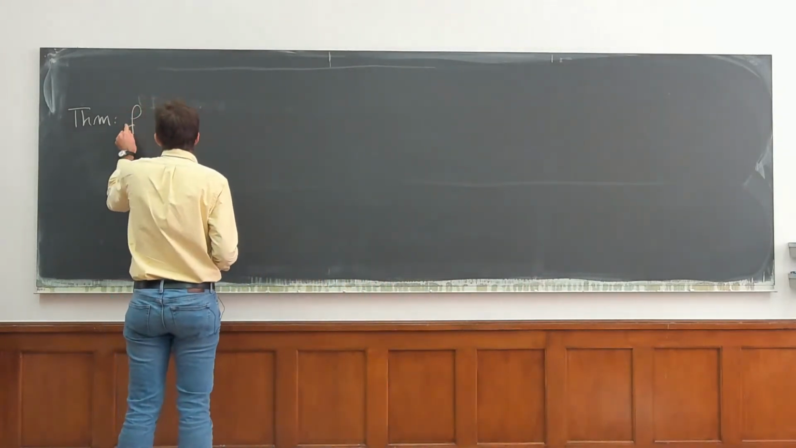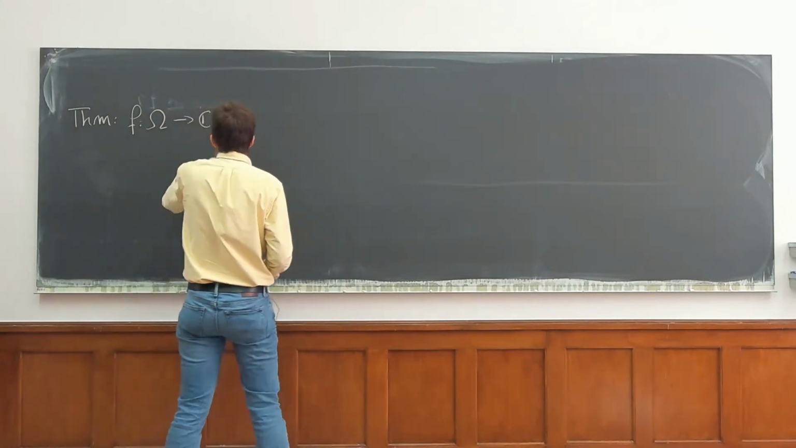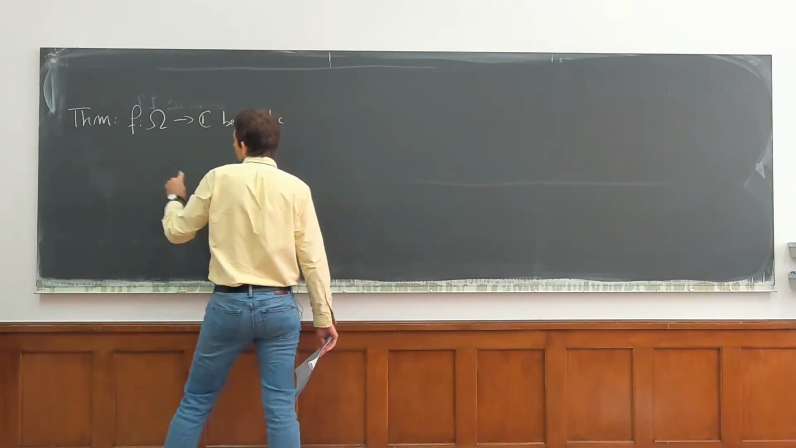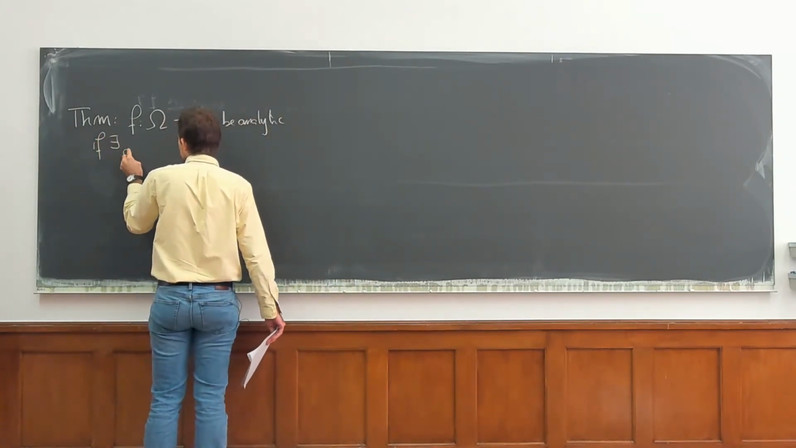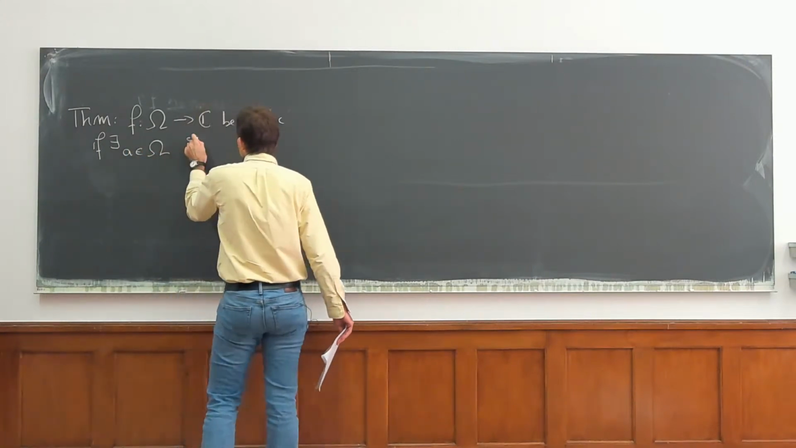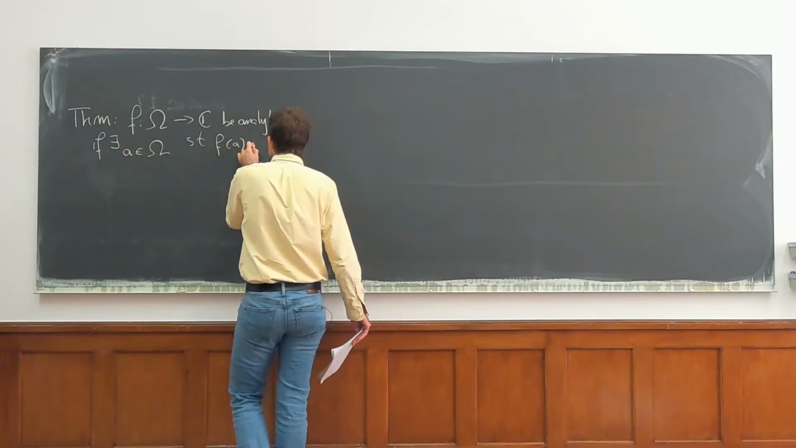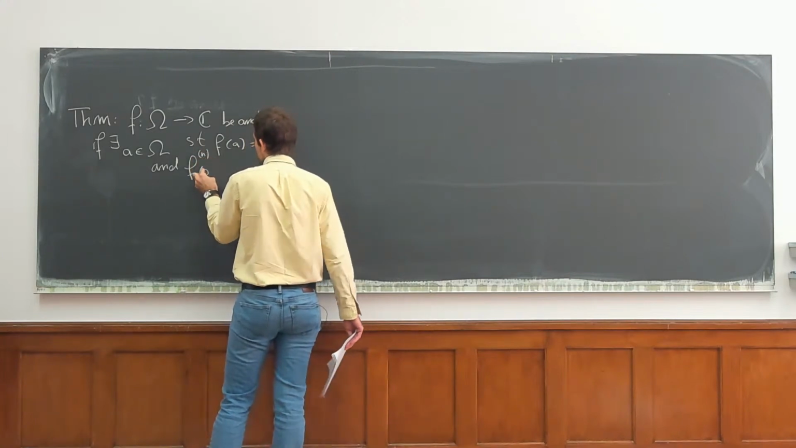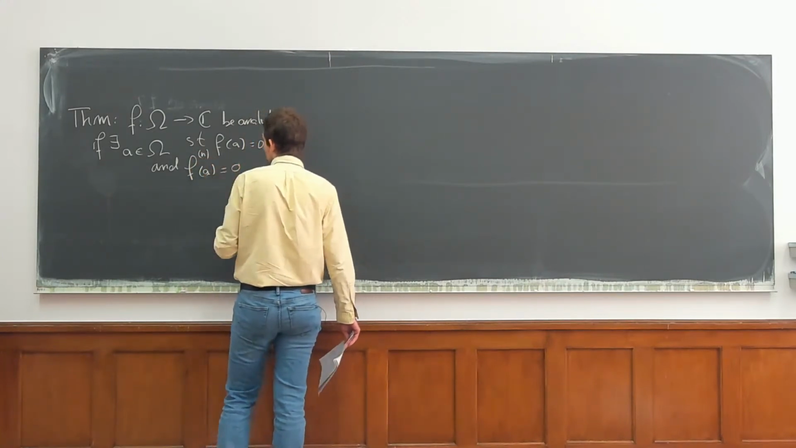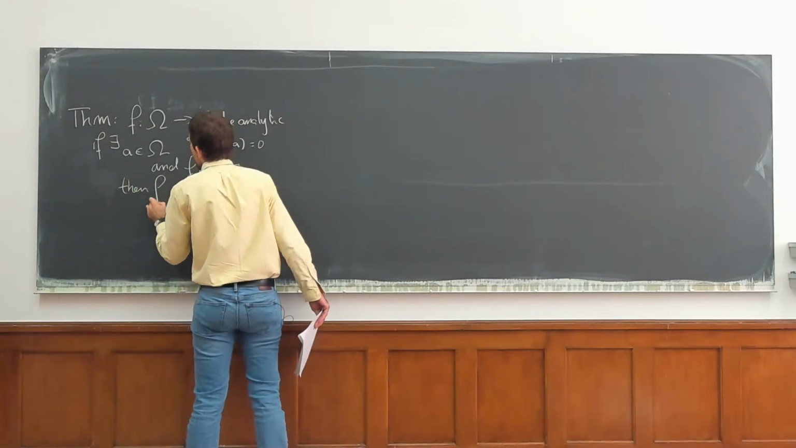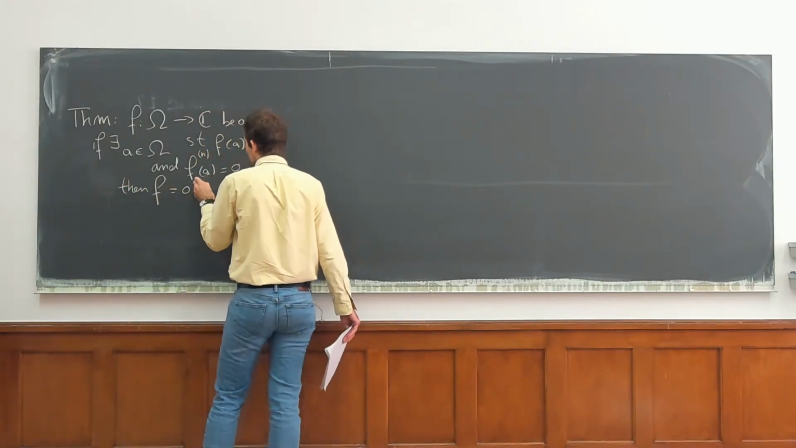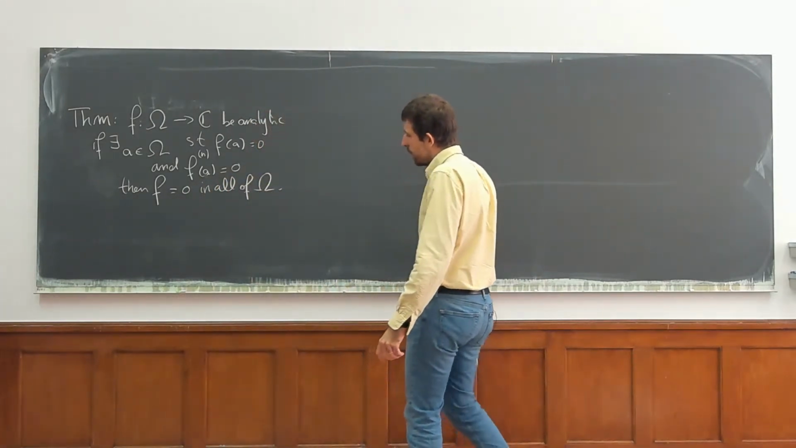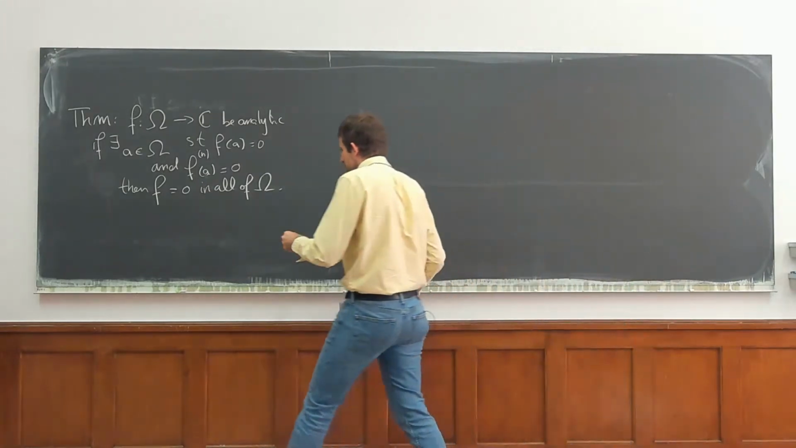Okay, so let f in a region Omega be analytic. If there exists a point A in this region such that f of A is equal to 0 and all derivatives at A are 0, then f equals 0 in all of Omega. So f is identically 0, right? That's oftentimes what we say.